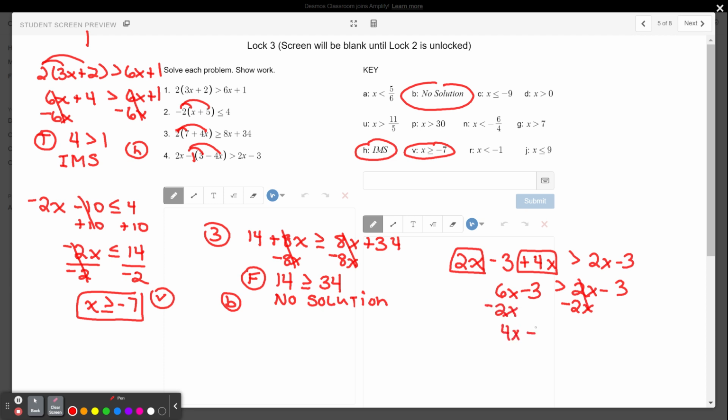Left with 4x minus 3 is greater than negative 3. Add 3 on both sides, which is allowed. You actually saw this on a worksheet before. We're left with 0, and that's okay because 0 is going to be in our numerator. And whenever 0 is in the numerator and we're dividing, it just stays 0. So then it is going to be x is greater than 0, which is our letter D.